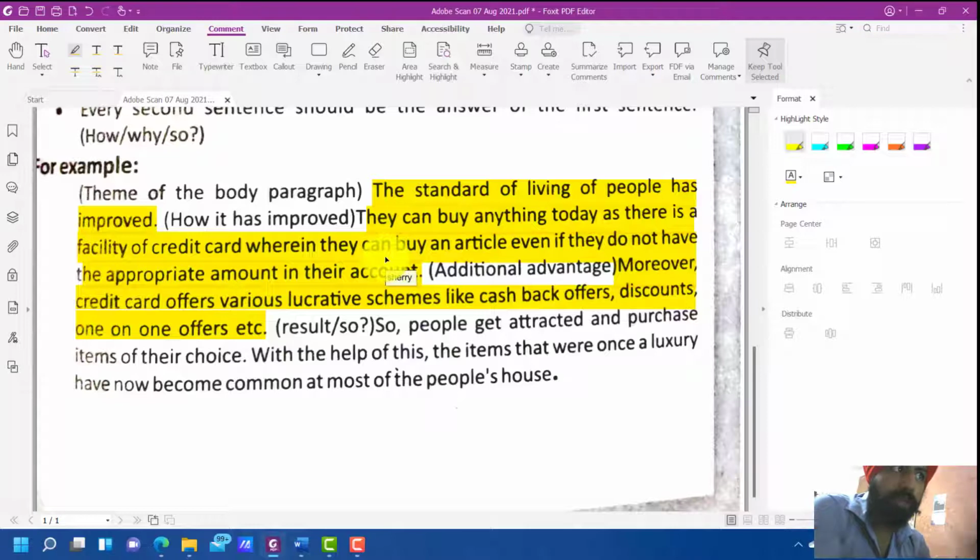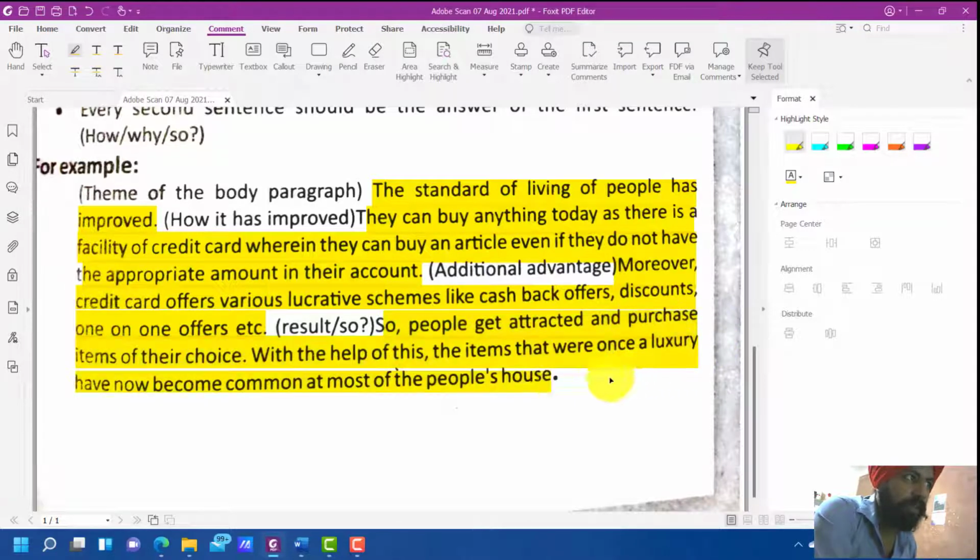You don't need to define multiple ideas that may be wandering through your mind. Then just give the result, why it is happening. People get attracted to purchase the item of their choice, and with the help of this, items that were once a luxury become common. This is how the result is defined. So I have defined it over here. This is how you need to write in the task, in BP1 and BP2.